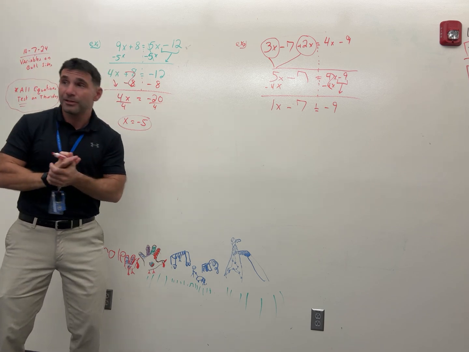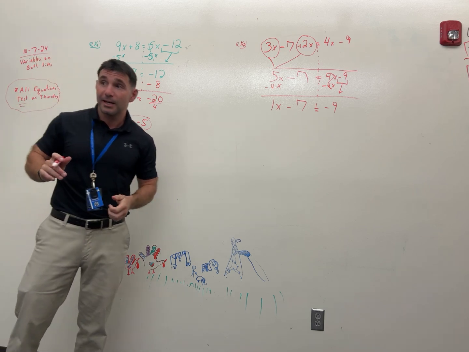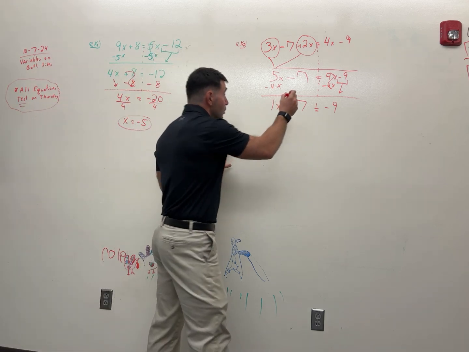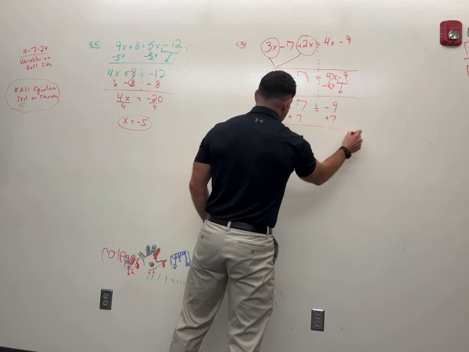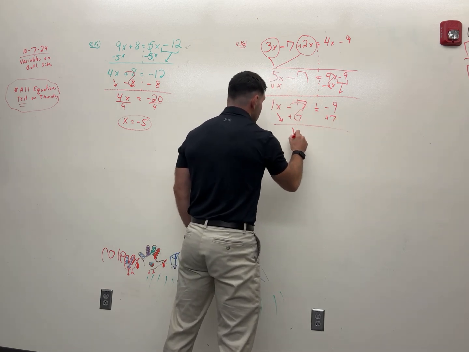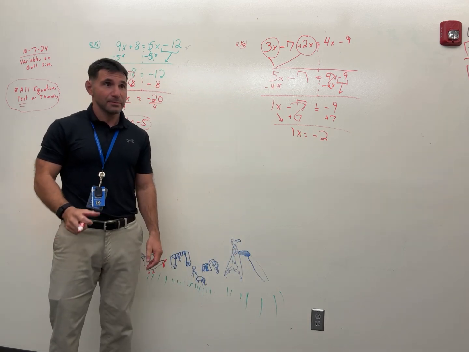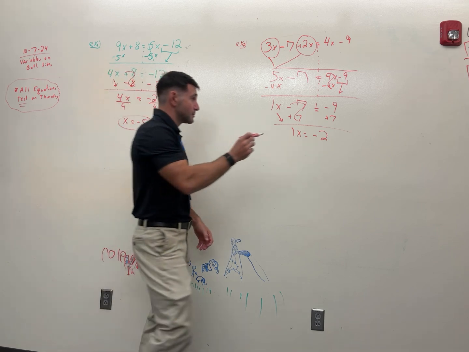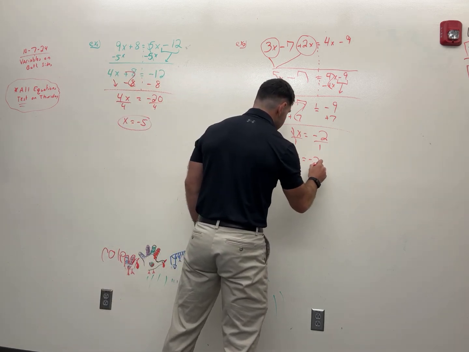Here we go. So now we have 1x minus 7 equals -9. Step 5 says combine constants on opposite sides. So we're trying to isolate the x. We add 7 to both sides. That leaves me 1x equals -2. What's my last step? Divide. Divide by what? 1x. Yep, divide by 1. That leaves me x equals -2.